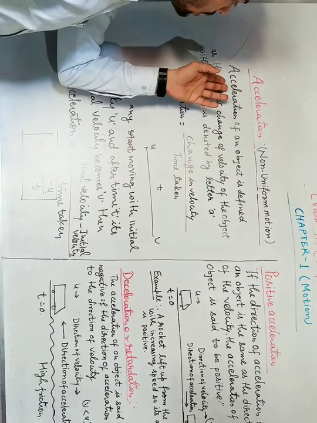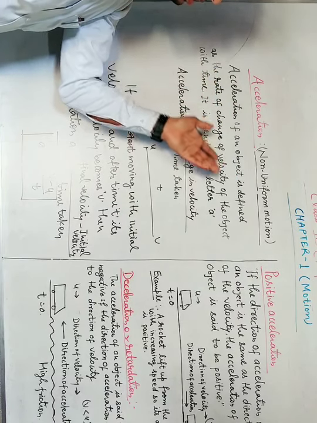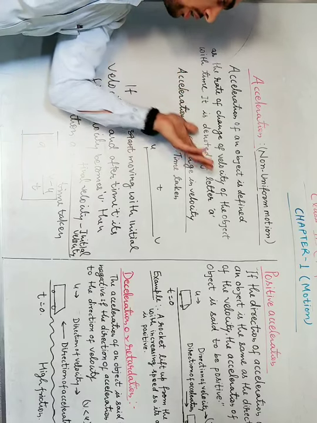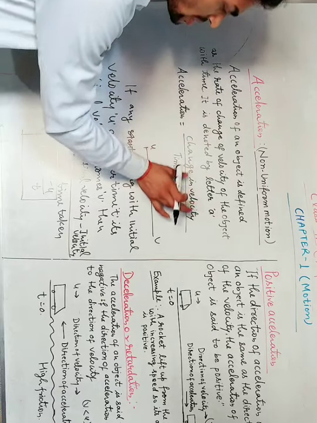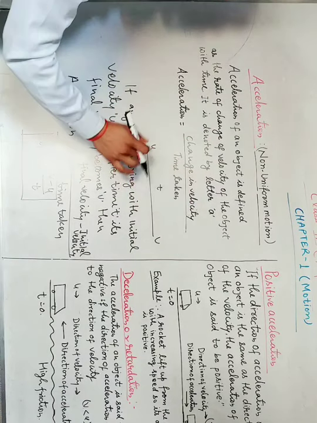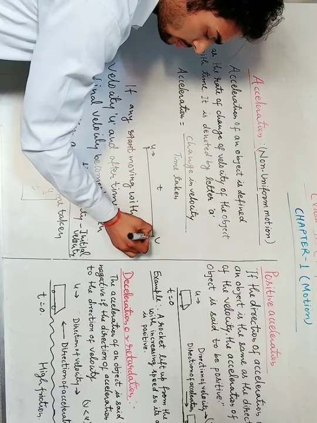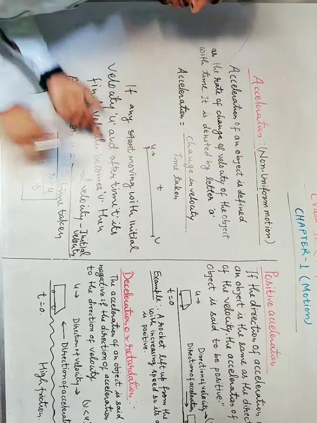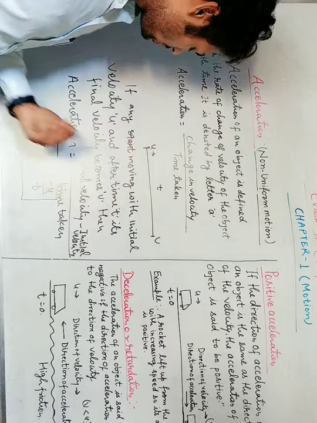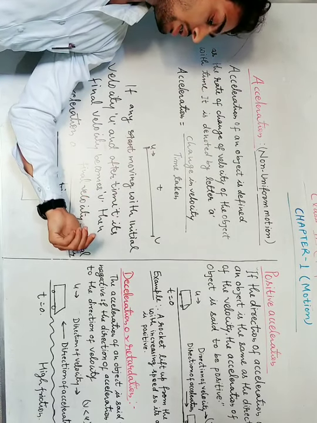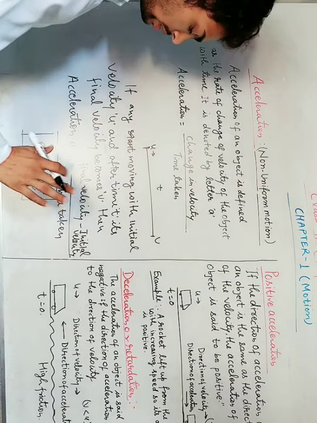I repeat again, acceleration of an object is defined as the rate of change of velocity of the object with time. Acceleration is denoted by small a. Acceleration equals change in velocity by time taken. Here any object moving with initial velocity u and after time t it becomes final velocity v, then acceleration a equals final velocity minus initial velocity upon time t, a equals v minus u upon t.